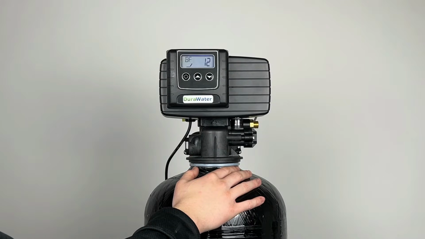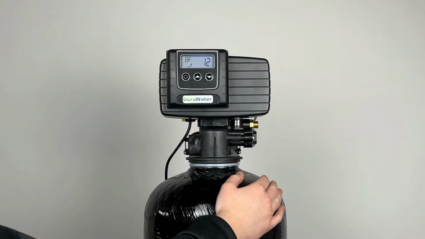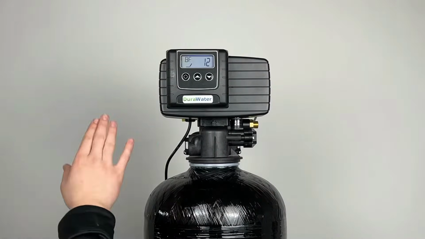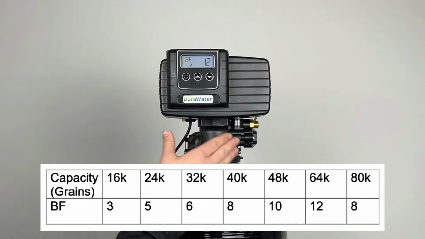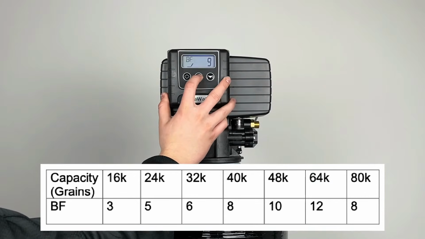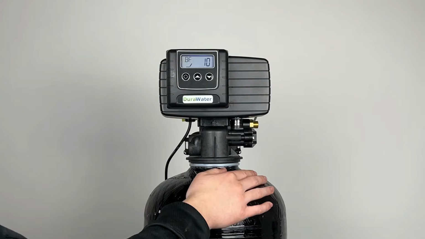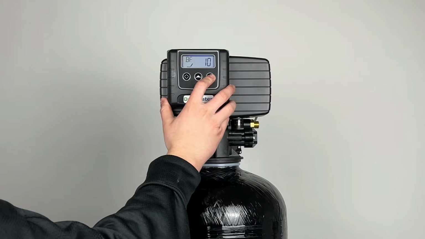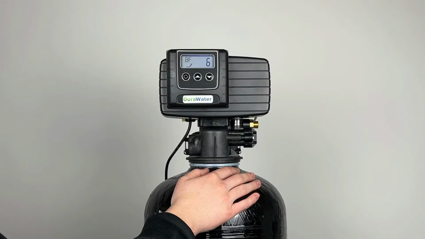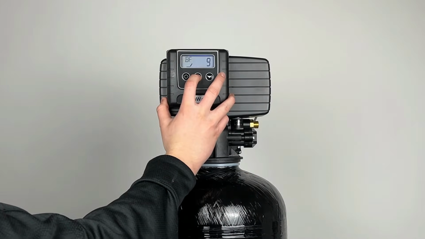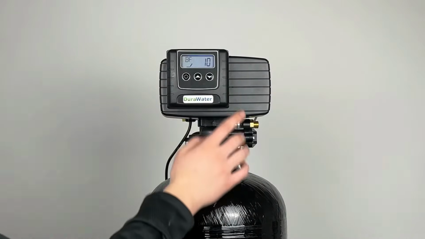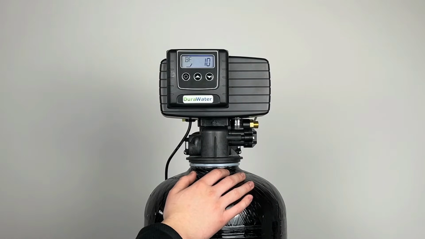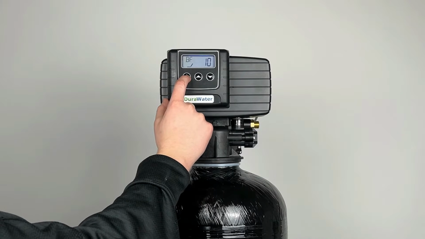Now for this BF setting, this is another one of those settings that changes depending on what size of system you have. So I'll put another chart on the table here so you can figure out, depending on your size of system, what to set this to. Again, for my example here, I'm using a 48,000 grain softener, so I would set this to 10. Just off the top of my head, you would set this to 12 if you have a 64,000 grain system, and you would set this to 6 if you had a 32,000 grain system. Again, I have a 48,000 grain system, so if you're like me, you would set this to 10. Once you have this set correctly, advance to the next setting by tapping the cycle button.